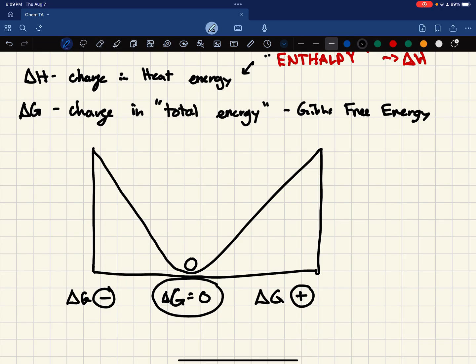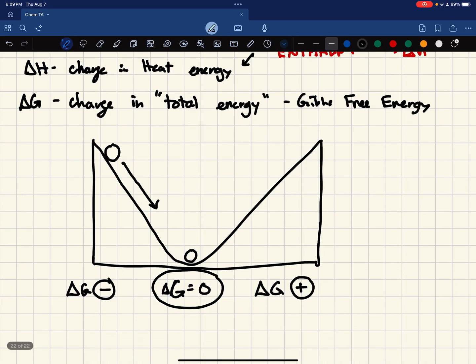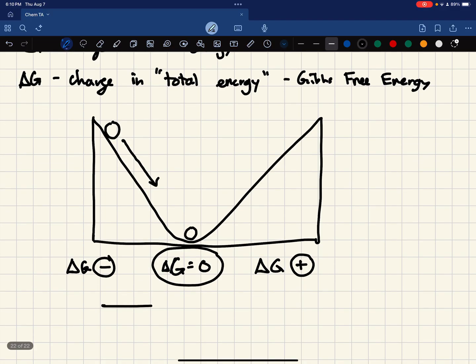If delta G is negative and it's over here, it's going to want to go forward. It's going to want to go in this direction, okay? So it's going to want to come closer here till it reaches 0. If delta G is positive, it's going to want to go in the reverse direction, this way. So it's going to want to come back to here and come to 0.